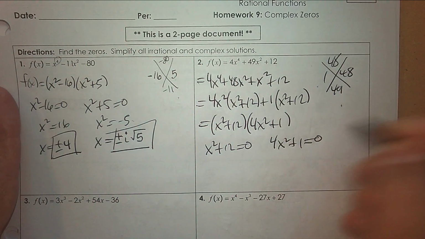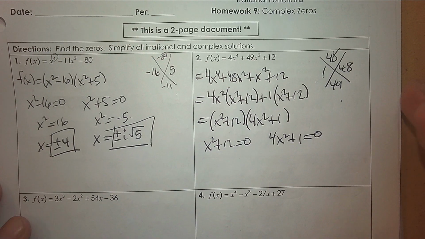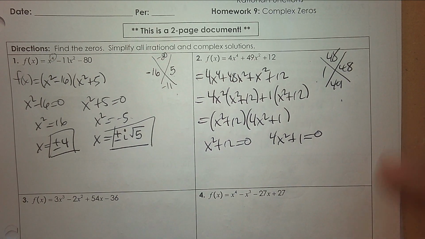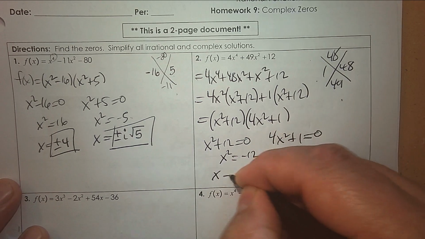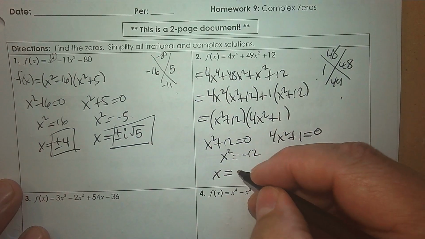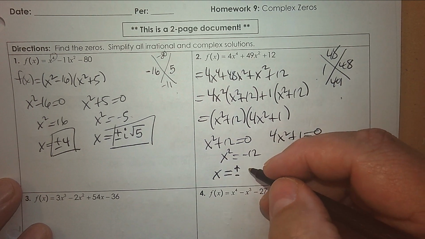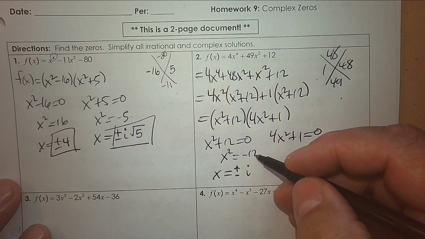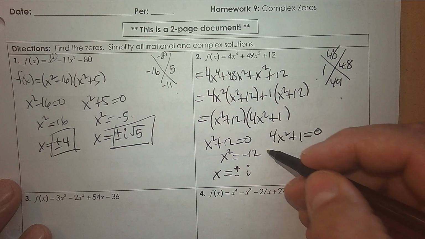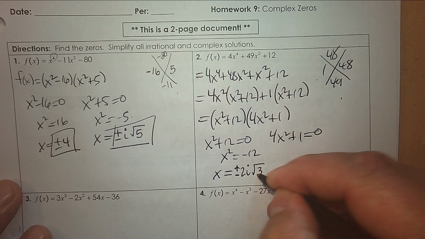So again, whenever you're comfortable, press pause and finish it. And hopefully the next one you can start without me. So for this one, I'm going to subtract 12. Then, when I take the square root, I know the answer is positive and negative. The square root of a negative number is imaginary. Now the square root of 12 is 4 times 3. So the square root of 4 is 2, and what's left over is 3.